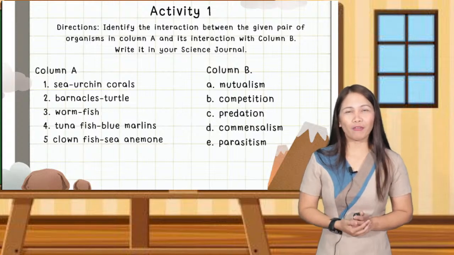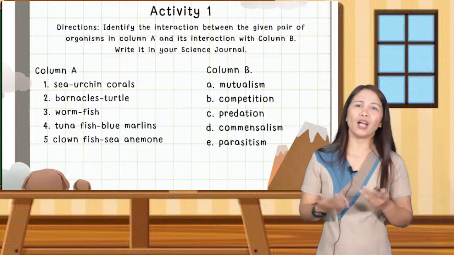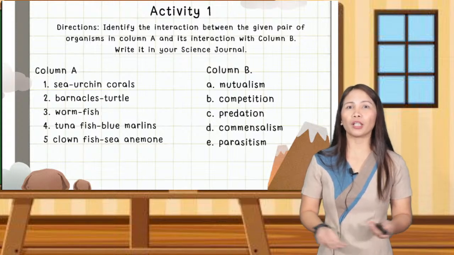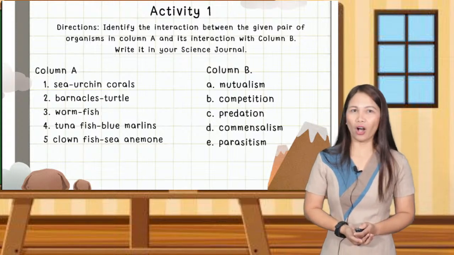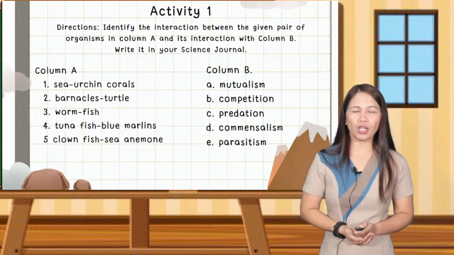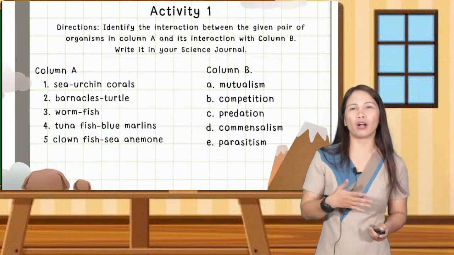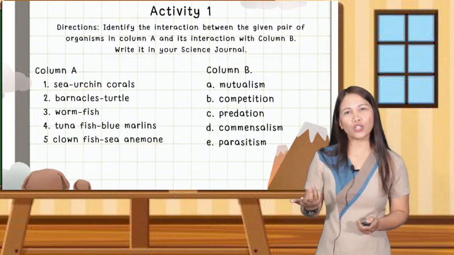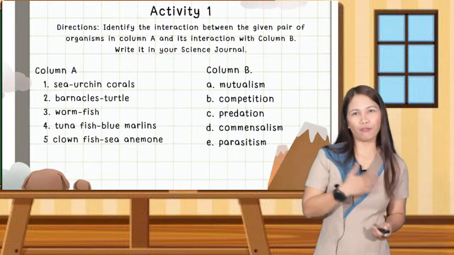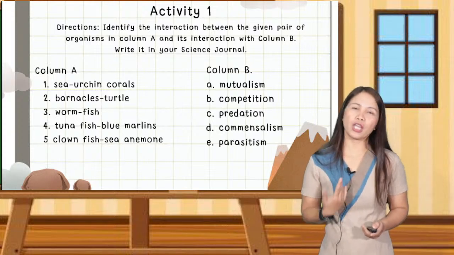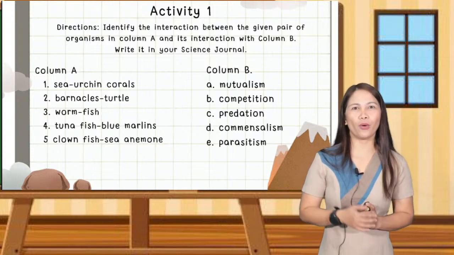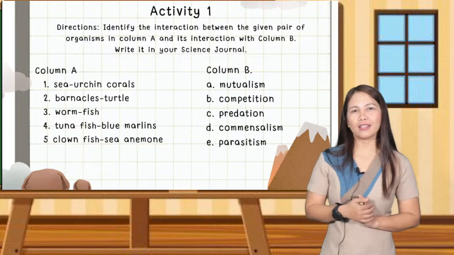This time, let's have the first activity. Identify the interactions between the given pair of organisms in column A and the interactions in column B. In the first column, we have the sea urchin and corals, barnacles and turtle, worm and fish, tuna fish and blue marlin, and the clownfish and sea anemone. I'll be giving you 10 seconds.